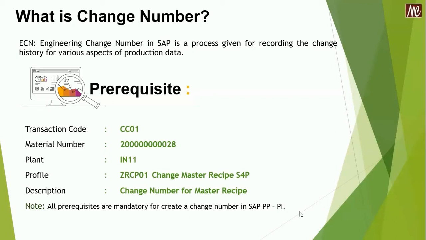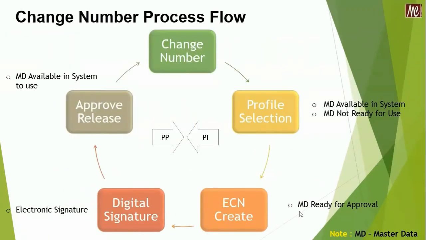Basically, production and manufacturing are segmented into three different industries. One is discrete manufacturing, second is repetitive manufacturing, and third is called process industry. Almost all process industries, for example pharma and some food industries, come under the process industries. They precisely use the change number concept. Going ahead, we have to understand the change number process flow.